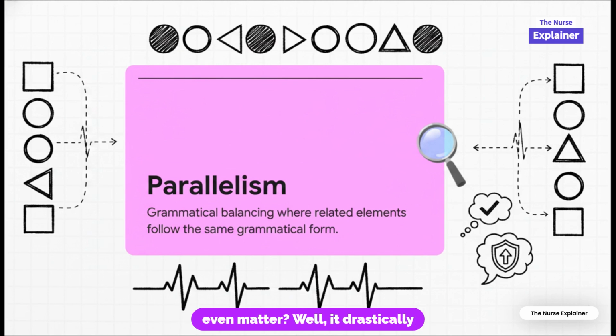Well, it drastically improves readability and creates a natural rhythm. And in high-stakes environments, like medical and nursing documentation, it is absolutely crucial. Correct parallel structure reduces misinterpretation and, literally, improves patient safety. When things match, the human brain just processes them faster and with way fewer errors.